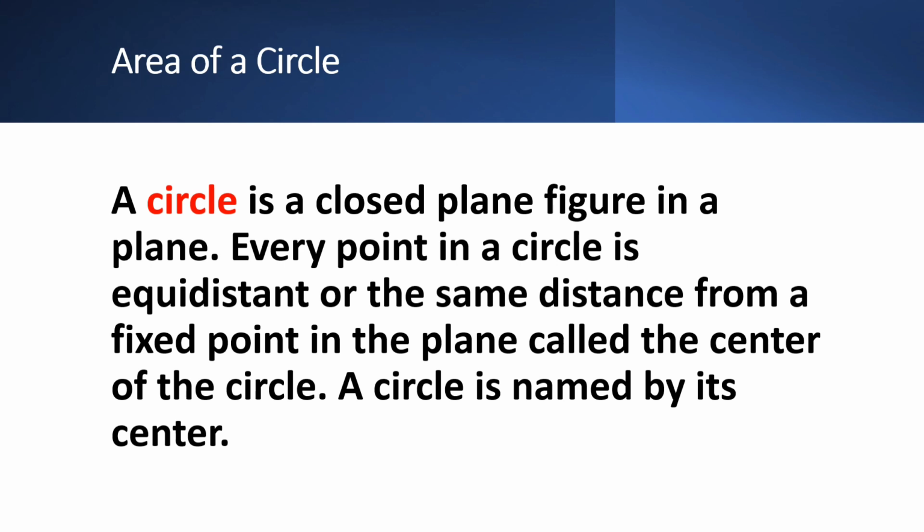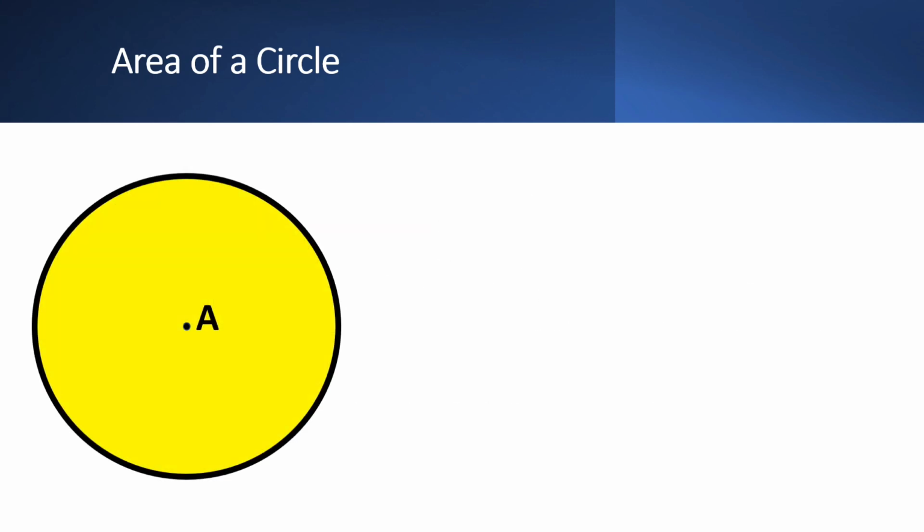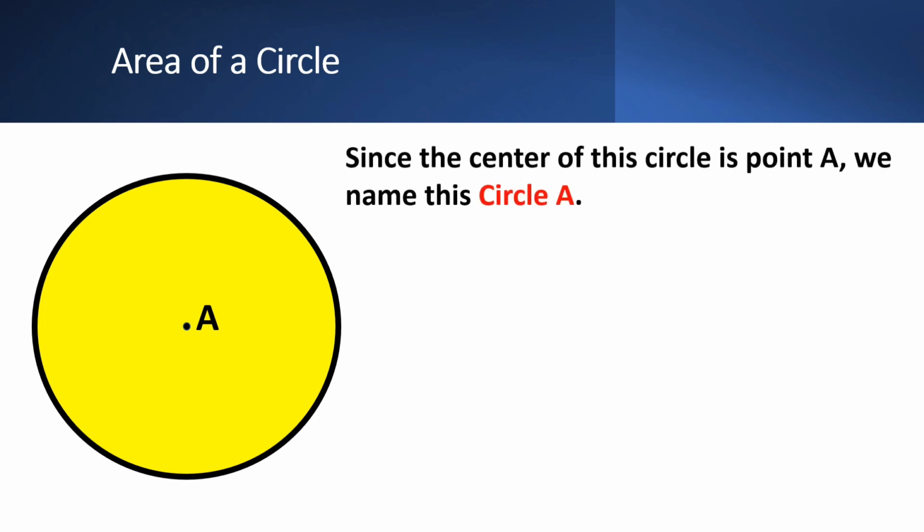A circle is a closed plane figure in a plane. Every point in a circle is equidistant, or the same distance, from a fixed point in the plane called the center of the circle. A circle is named by its center. So halimbawa sa circle na ito, its center, or sa gitna niya, ay point A. So dahil point A ang center ng circle na ito, tatawagin natin ang circle na ito as circle A.